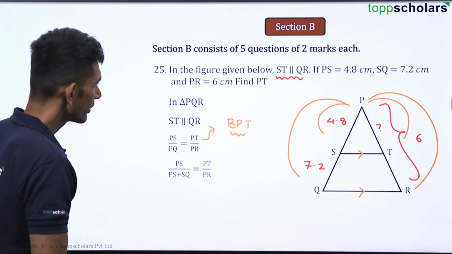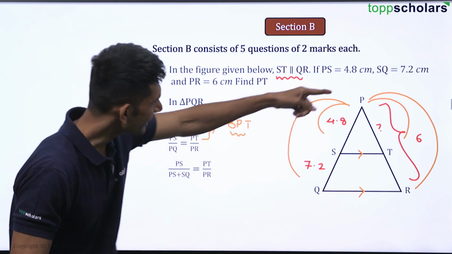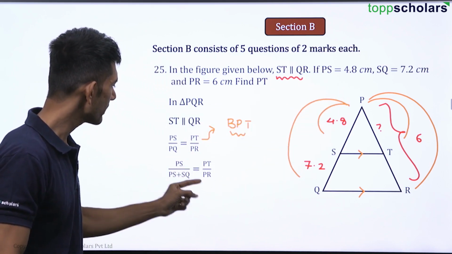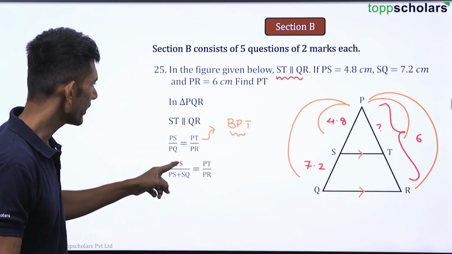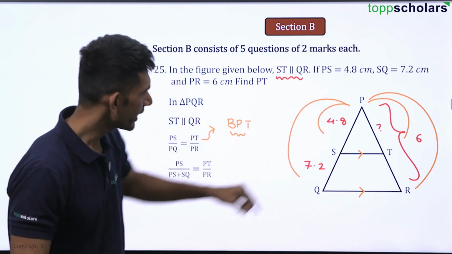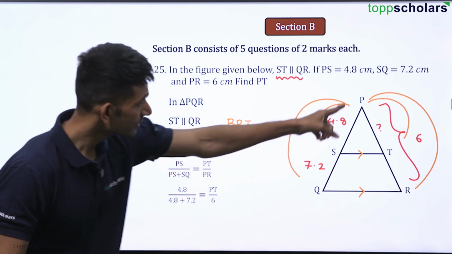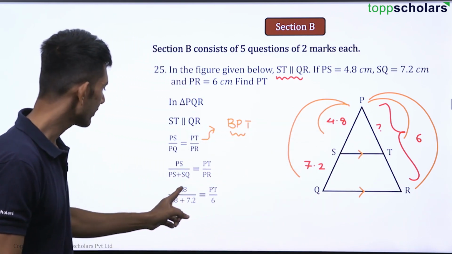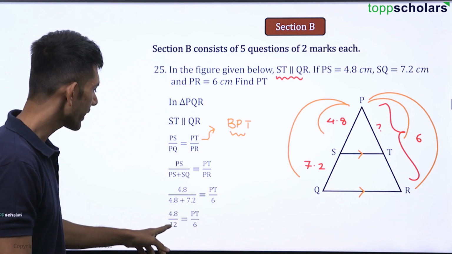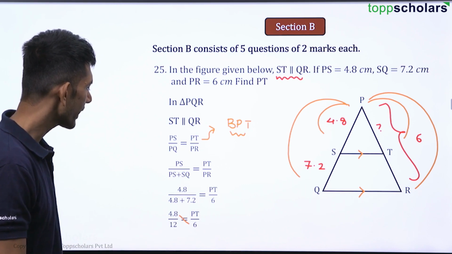Now you put the values. So PS by PQ. Can I say this entire PQ is PS plus SQ, is equal to PT by PR. Now put the values. PS is 4.8, right? PQ will be 4.8 plus 7.2 and PR is 6, this entire PR. PT as it is. So 4.8 plus 7.2 is 12. So you get 4.8 by 12 is equal to PT by 6. So PT will be 6 into 4.8 by 12.